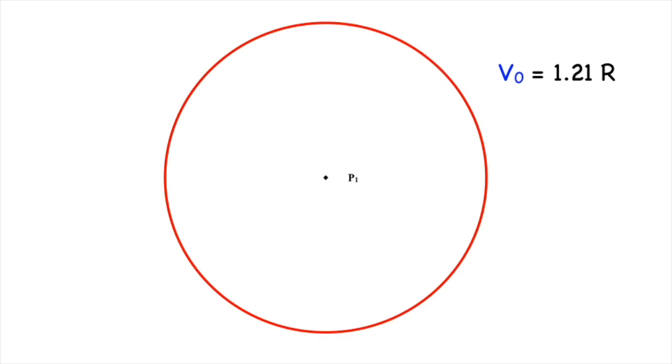We can now use this relationship, V naught equals 1.21 times capital R, to start to fill in our dV circle diagram. We indicate the center of the dV circle with a point, P1. We indicate the radius of the dV circle, capital R, as shown here. We now draw in V0 in its appropriate position and with its appropriate magnitude relative to capital R.